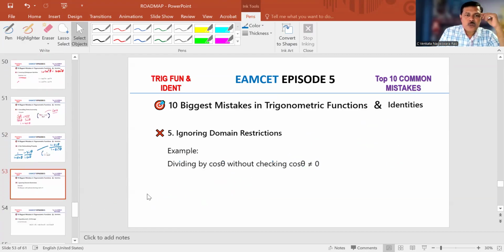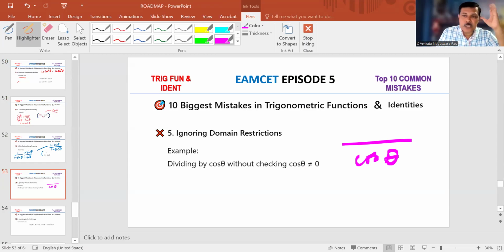Let us come to the fifth one: forgetting to check whether cos theta is equal to 0 or not. If it is equal to 0, you cannot directly divide by cos theta. You should remember that. If theta is given as 90 degrees, cos 90 is 0, then you should not divide by it.